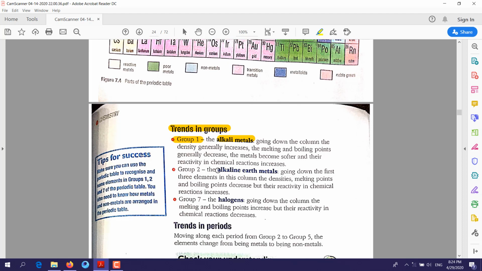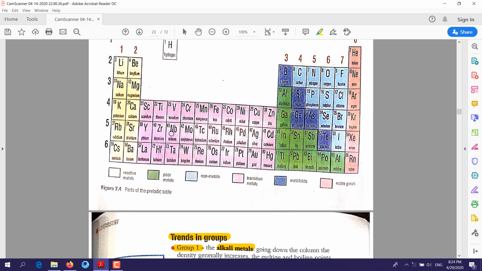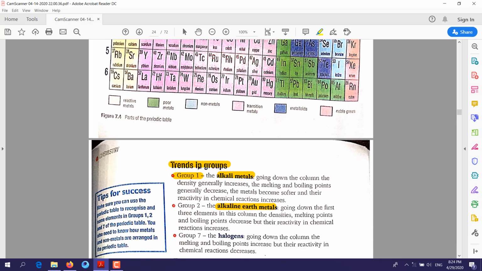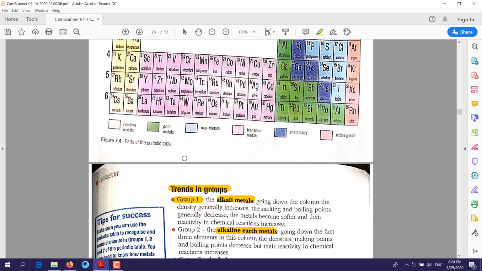Now, group number two. Group number two we call alkaline earth metals. What is the trend in group number two? Going down, for the first three elements in this column, the densities, melting points and boiling points decrease, but their reactivity in chemical reactions increases.